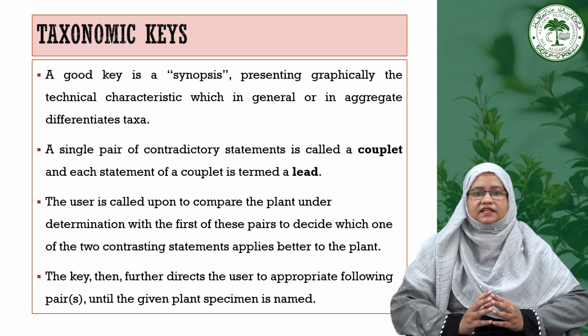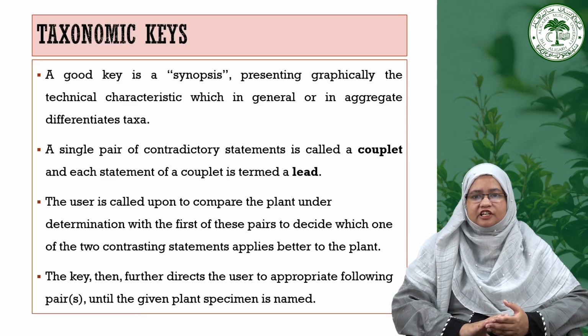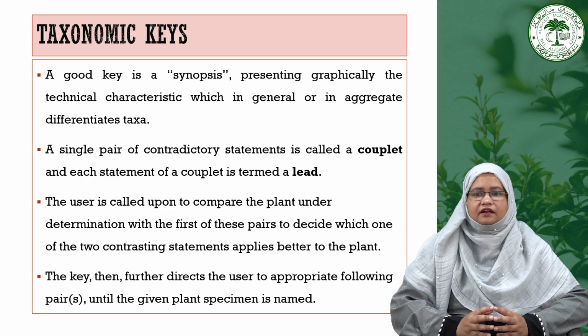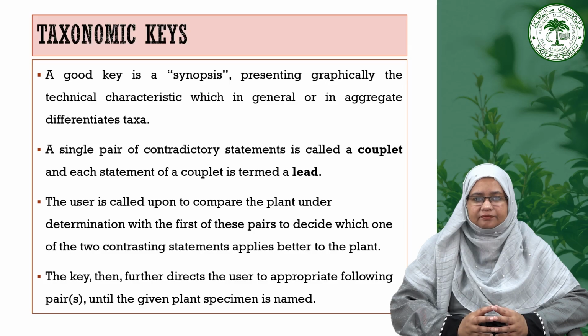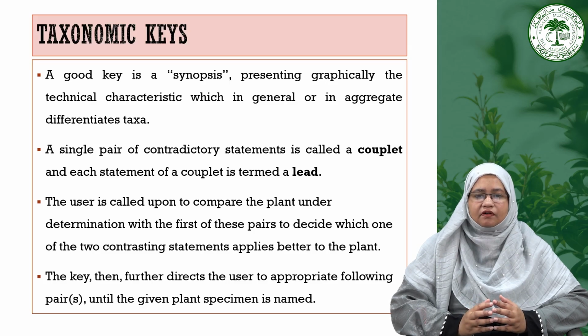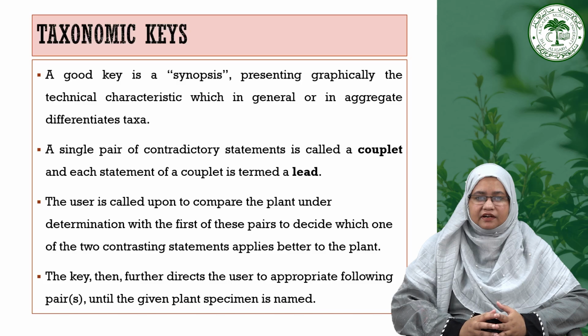A good taxonomic key is a synopsis that presents graphically the technical characteristics which, in general or in aggregate, differentiate the different taxa. A single pair of contradictory statements is called a couplet, and each statement of a couplet is termed a lead. The user is called upon to compare the plant under determination with the first of these pairs, to decide which of the two contrasting statements applies better to the plant.